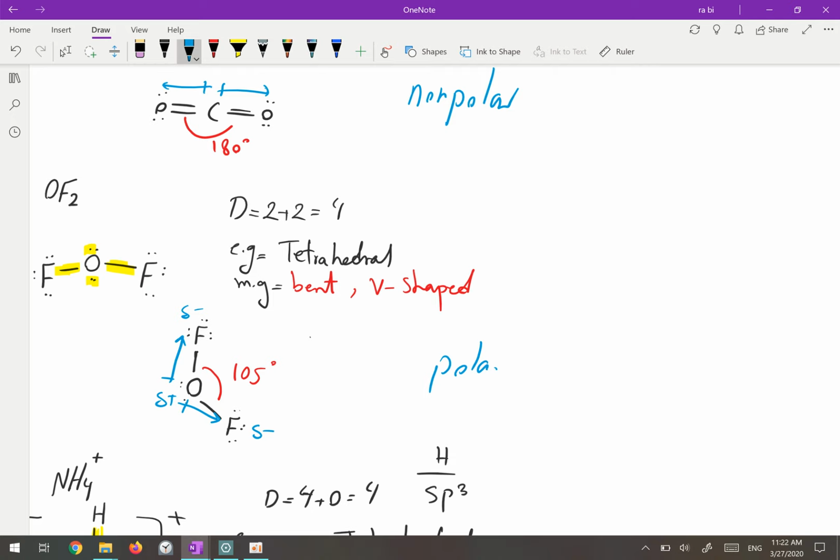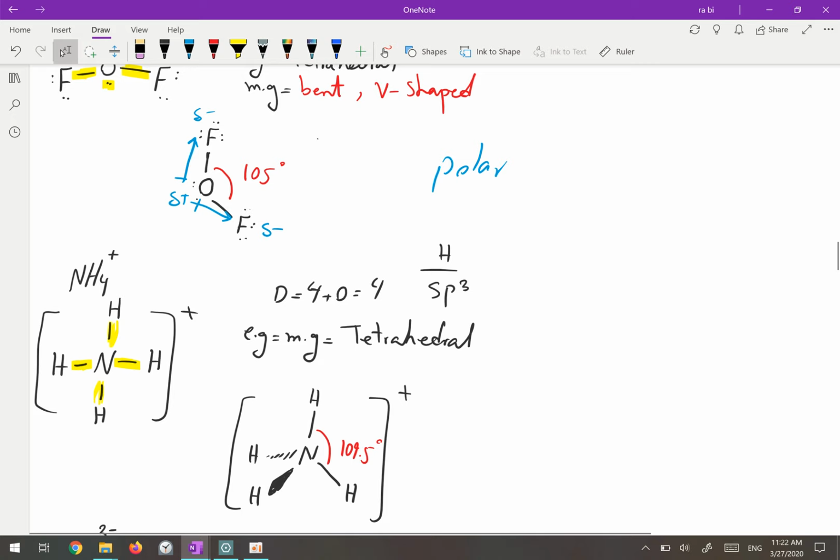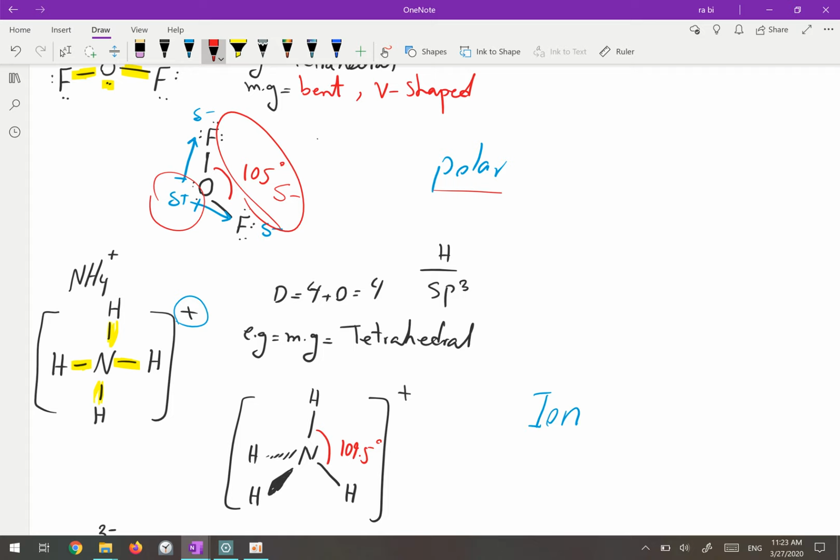NH4+. So NH4+ is an ion. So we don't have polarity for the ions because they are positive. Okay, so we don't have positive and negative areas to say if the molecule is polar or not. But look at the OF2, the previous example. This area of the molecule is partially positive. This area of the molecule is partially negative. You have separation of the charge, so the molecule is polar. But here, the whole structure has a positive charge. So we have the ion. So the polarity is only for the molecules. If you have the ion, we don't determine the polarity for that because they don't have the dipole moment.